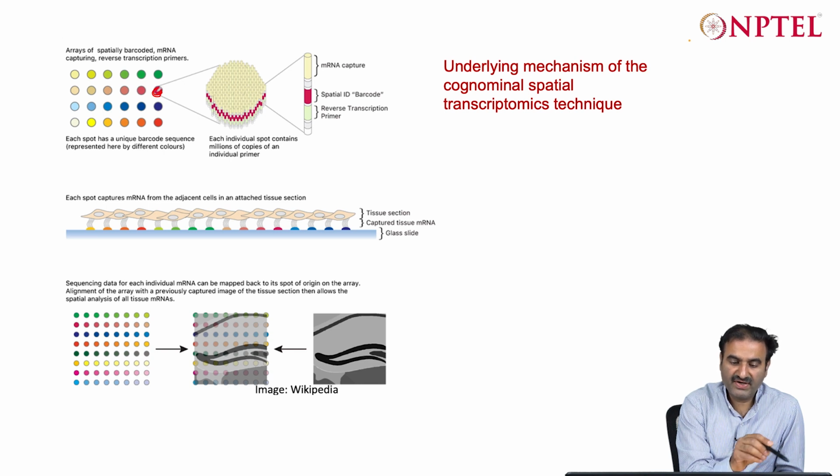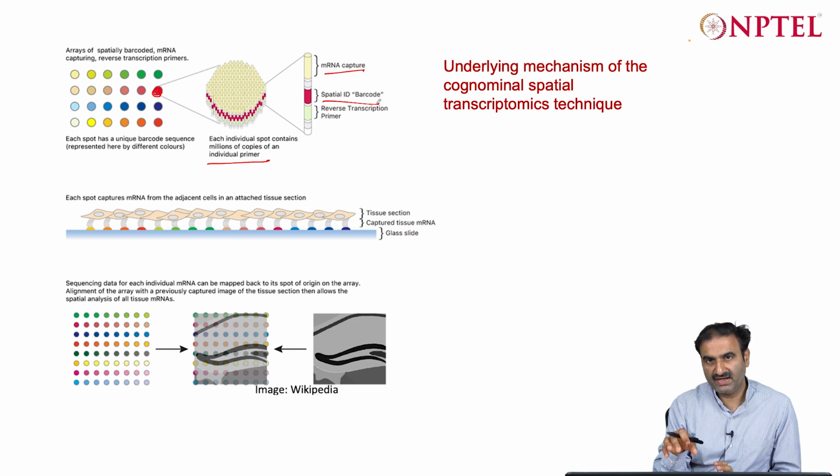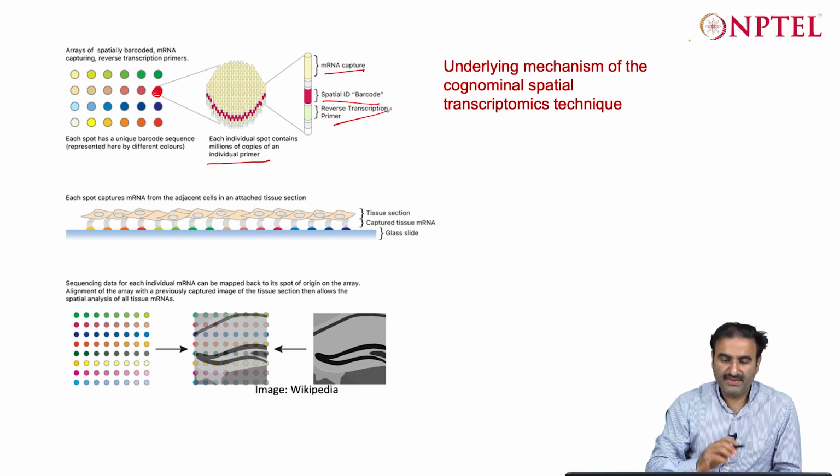So in each one of these, each individual spot contains millions of copies of an individual primer. For each and every one of these spots that you see, there is an mRNA capture region where the mRNA will be, the spatial ID, that is the barcode, which tells us that in the 3 dimensions this is the spatial ID barcode, and an RT primer.